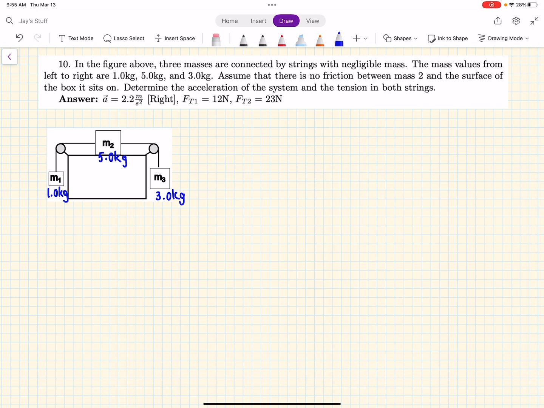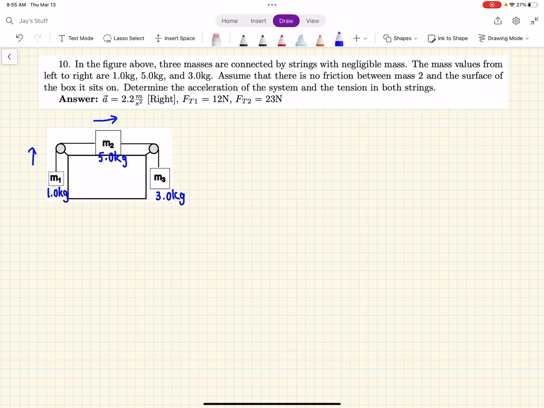So however this system accelerates, all the masses are going to accelerate at the same rate because they're all attached by strings. So if mass 3 falls down at 2 meters per second squared, mass 2 must be moving to the right at that same rate, and mass 1 must be moving up because they're all connected. So we have to make a decision about which way we think this is going to move. In this case, because mass 3 is larger than mass 1, we can pretty safely assume that this whole thing is going to move to the right.